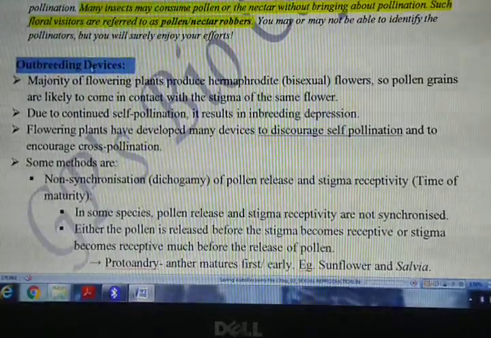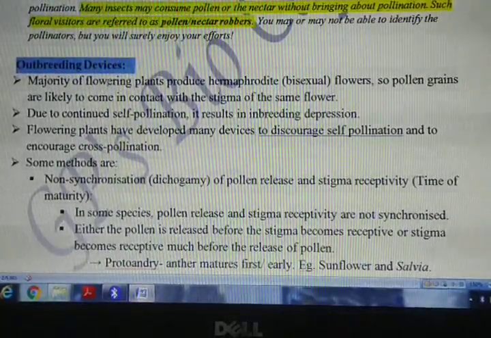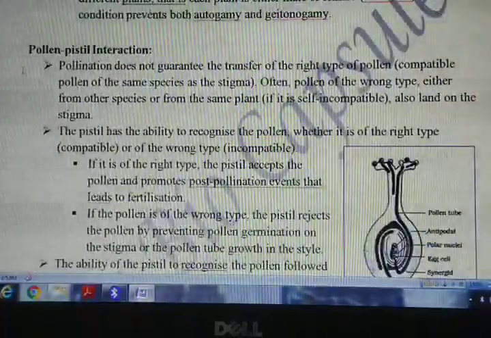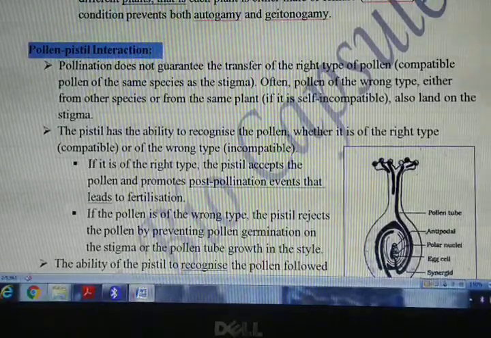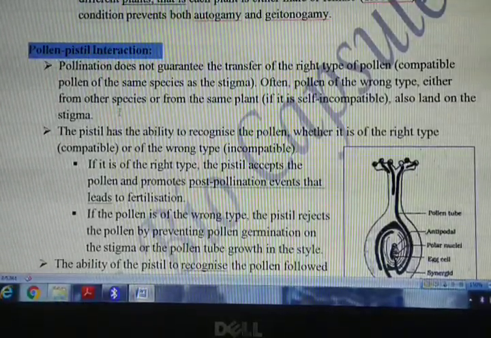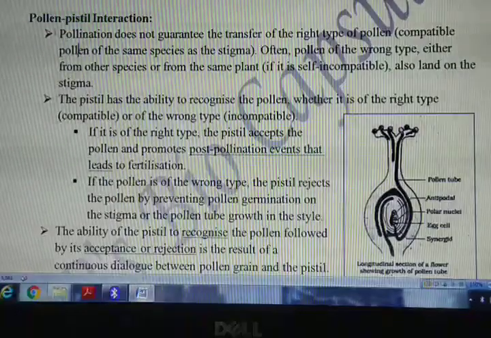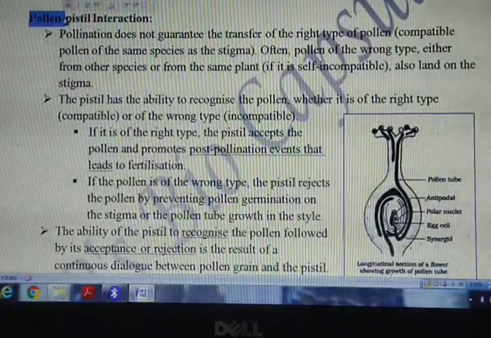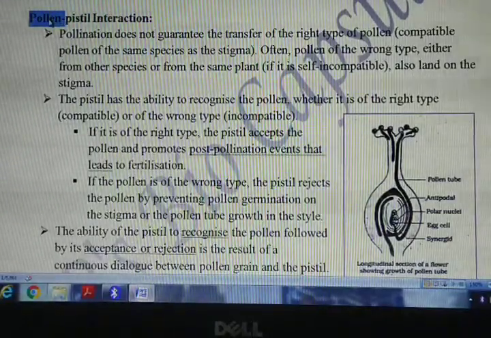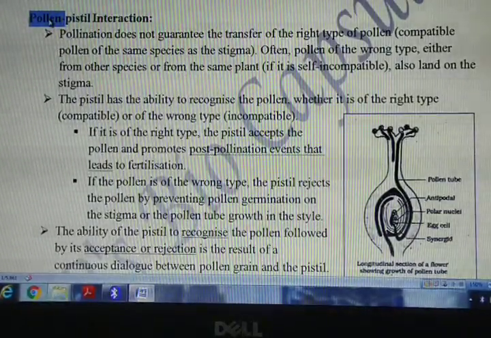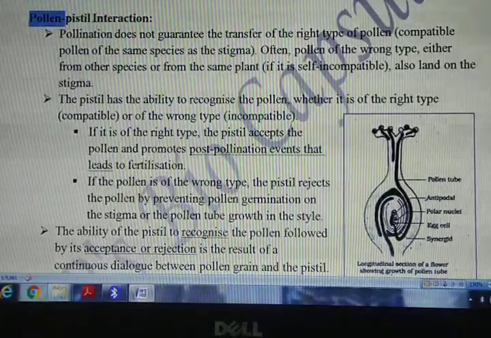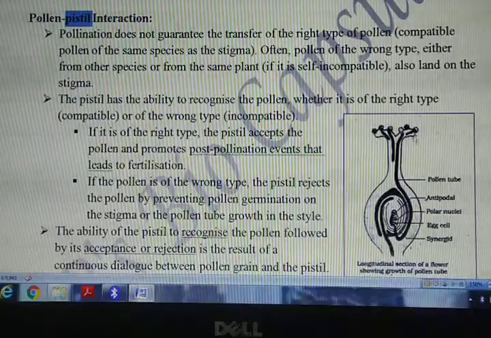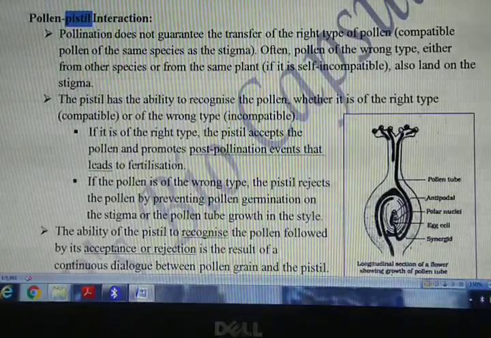In the last video, I had discussed outbreeding devices. Now let us see the next topic, that is pollen pistil interaction. Now you are aware of what is pollen and what is pistil. Pollen is produced inside the anther, and this acts as a male gametophyte, the pollen grain. Whereas when we talk about pistil, it has three parts mainly: the stigma, style, and the ovary.